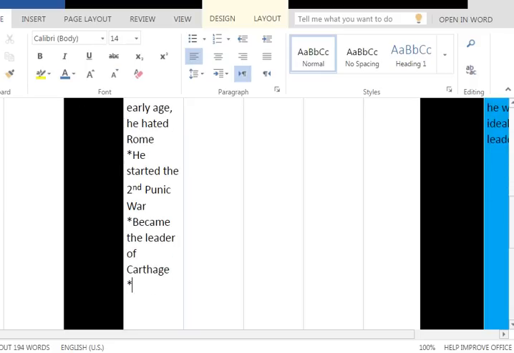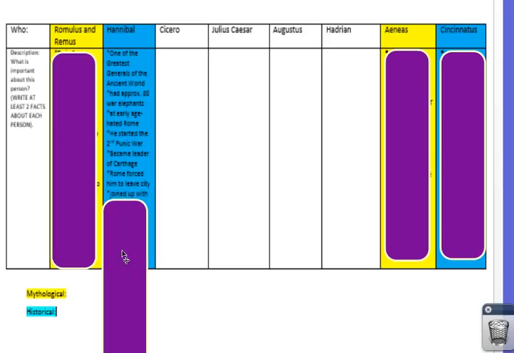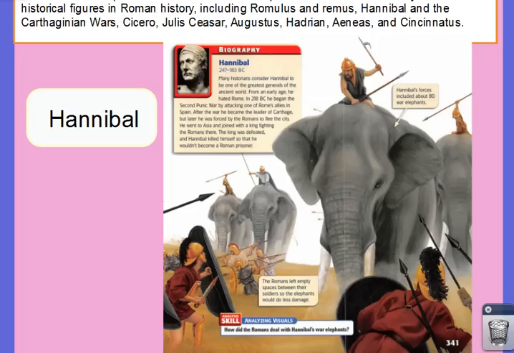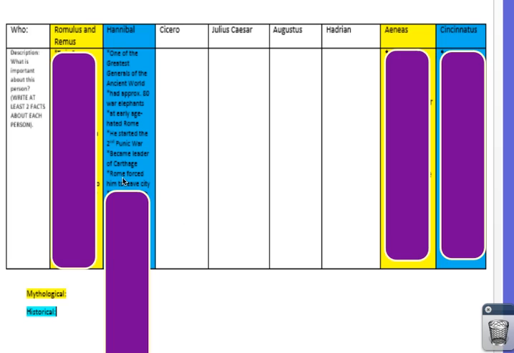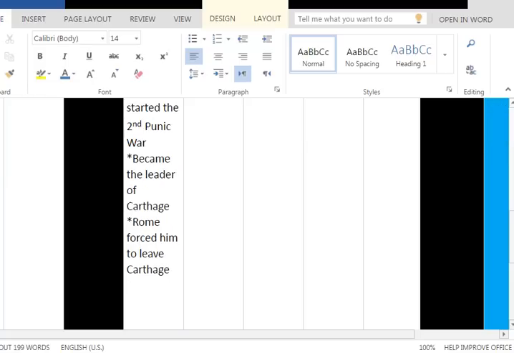And our next fact. Alright, after the war he became the leader of Carthage, but later he was forced by the Romans to flee the city. He went to Asia and joined with a king fighting the Romans there. The king was defeated and Hannibal killed himself so that he wouldn't become a Roman prisoner. Eek. Alright, so the next fact we have is Rome eventually forced him to leave the city of Carthage. So we're going to go back to our document. Alright, we have our fact. Rome forced him to leave Carthage.